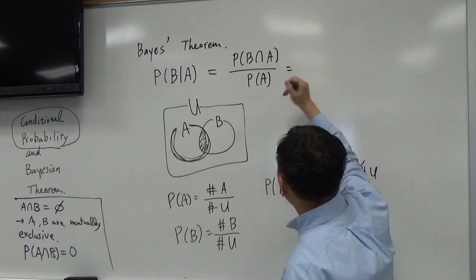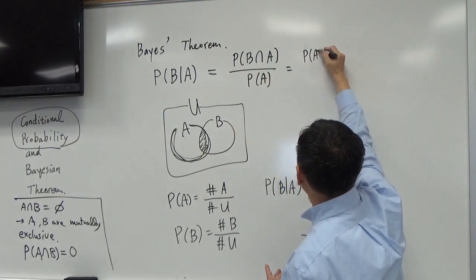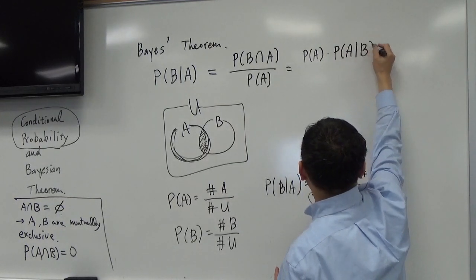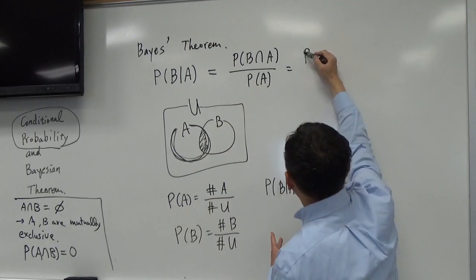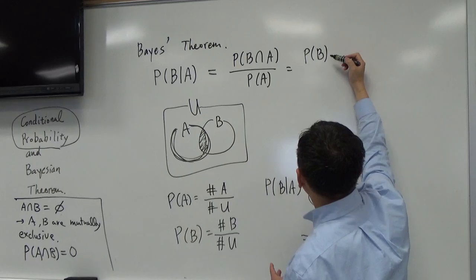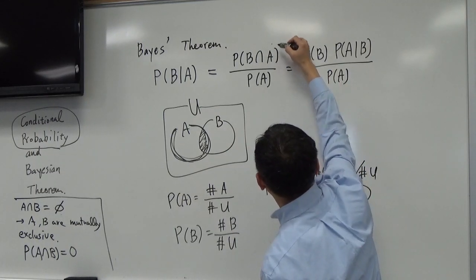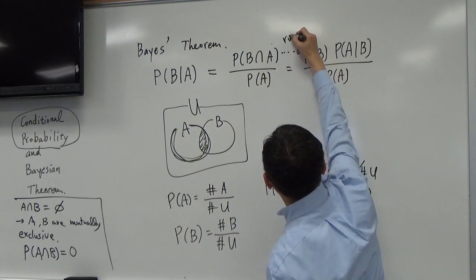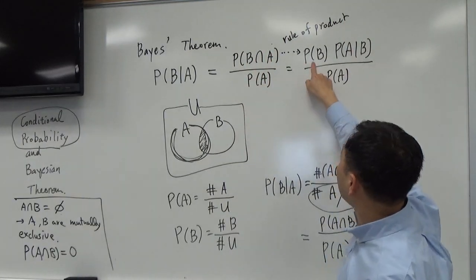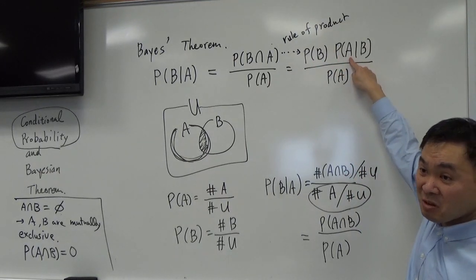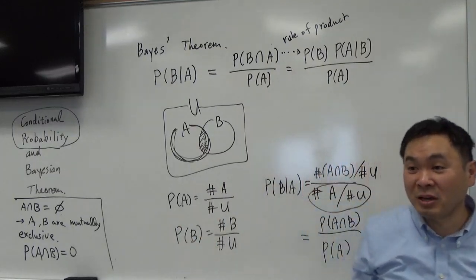But then what I'm going to do is switch this around and apply the rule of product, which is you multiply P of A times P of A under B. No, sorry, got it backwards. You want to multiply P of B times P of A under B, over P of A. The top one, from here to there, is the rule of product. If you want to know the probability of B and A happening at the same time, you multiply the probability of B times the probability of A happening if you know that B happened. So you apply it to the top, then this identity is the Bayes rule.